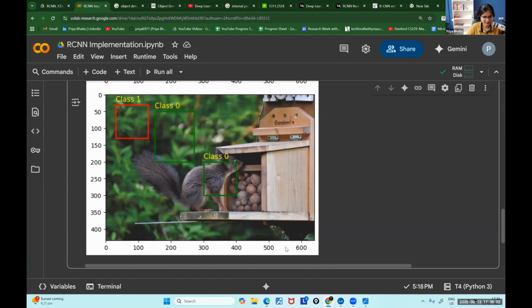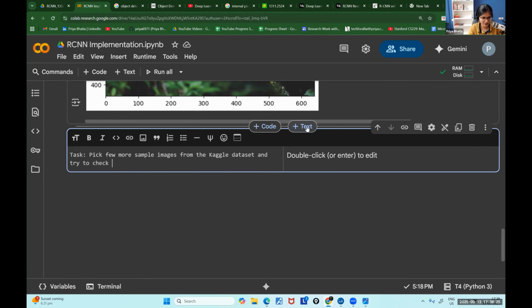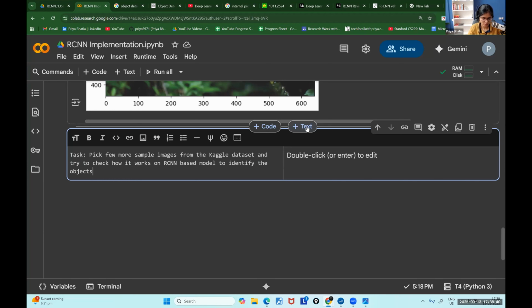So this is the task for today. Let me write it over here. The task is: pick a few more sample images from the Kaggle dataset and try to check how it works on an RCNN-based model to identify the objects. This is the task.